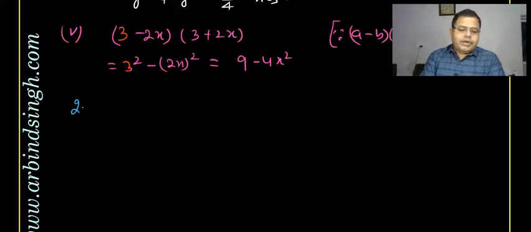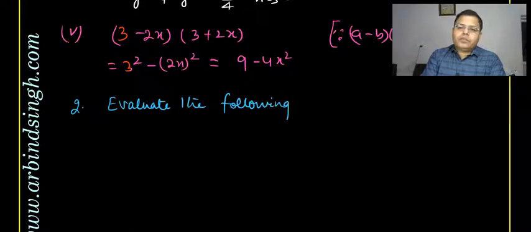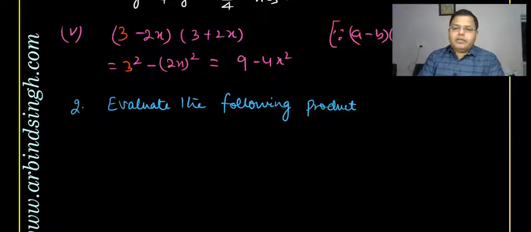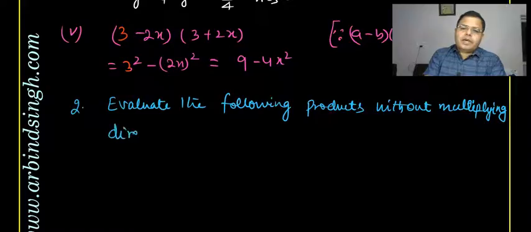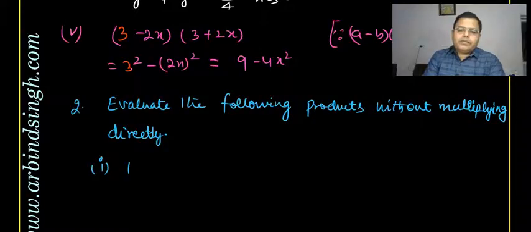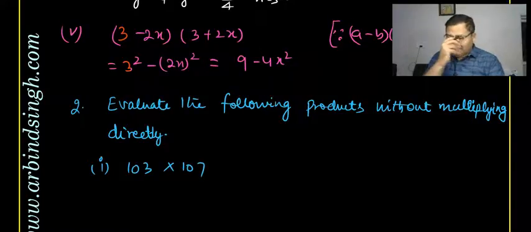Now I'm taking up: evaluate the following products without multiplying directly. Right? So the first one is 103 into 107. This is the first question.